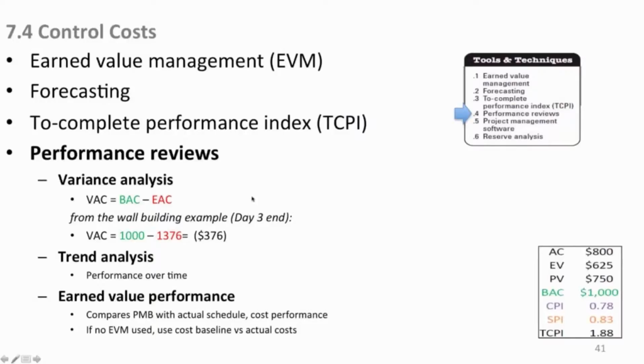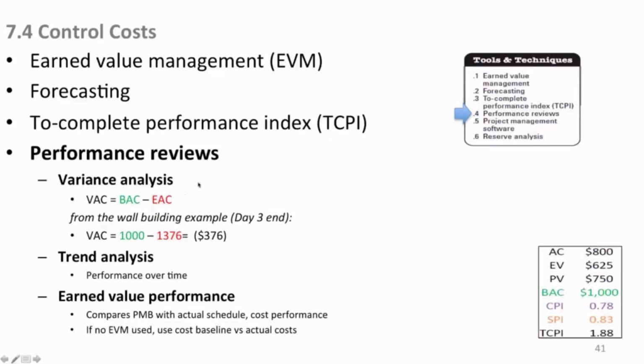So here are a few much easier calculations. Performance reviews. We have performance indexes and all these. We know why the TCPI is so critically helpful, because that tells you whether you're way in trouble or not overall, because it considers all the metrics. But here we go. Performance reviews.